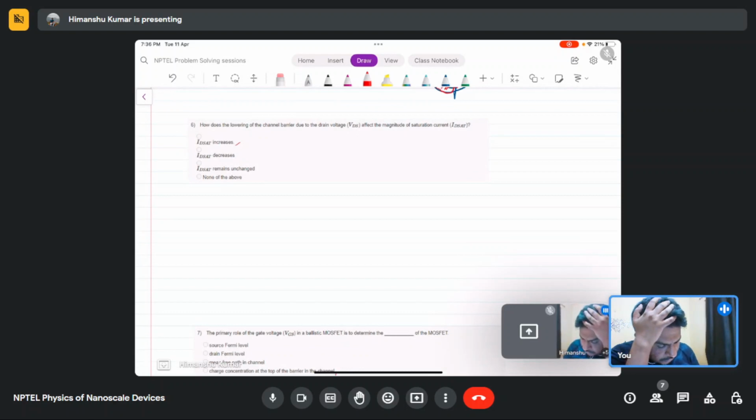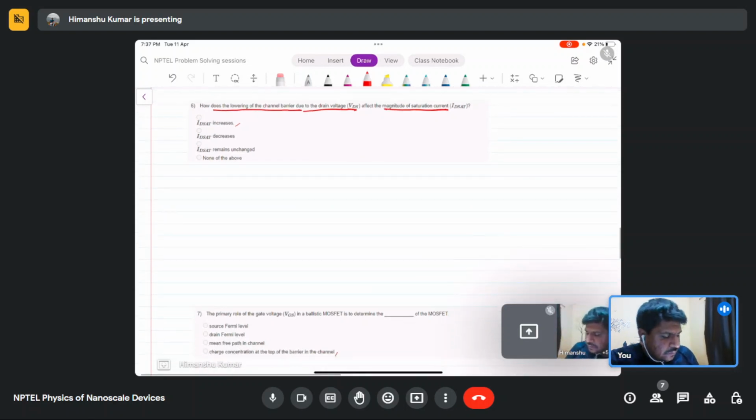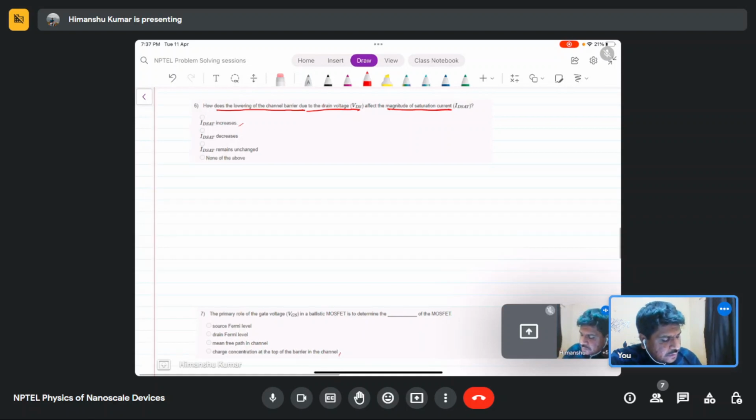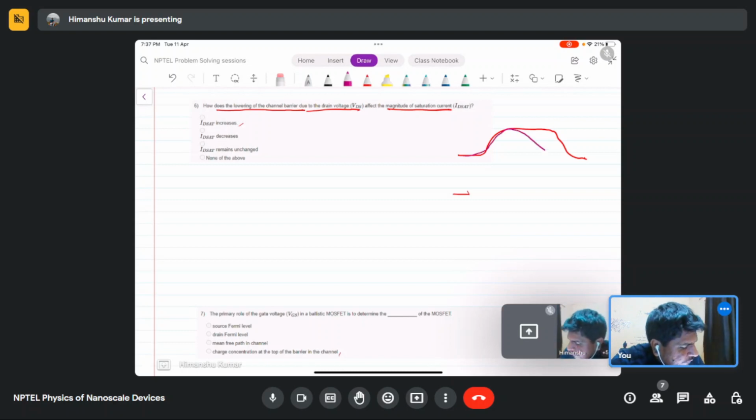How does the lowering of the barrier in the channel due to drain voltage affect the magnitude of the saturation current? Now let's see why the current gets saturated. Let's say this is the barrier without applying any bias. If we start applying the bias, it will become like this.